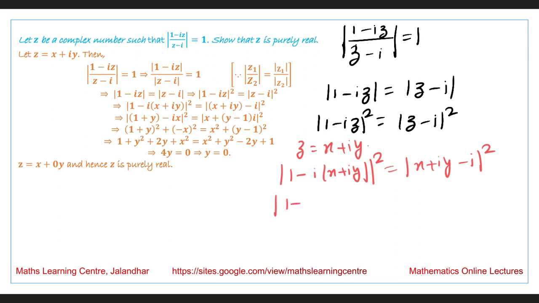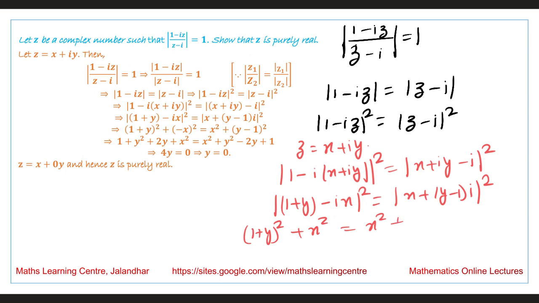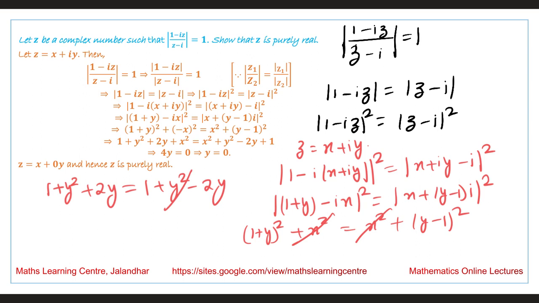So this will become mod of 1 plus y minus iota x square is equal to mod of x plus iota y minus 1 square. So this is 1 plus y square plus x square is equal to x square plus y minus 1 square. So this x square gets cancelled. We are left with 1 plus y square plus 2y equal to 1 plus y square minus 2y. Y square gets cancelled, 1 gets cancelled, and we are left with y is equal to 0.